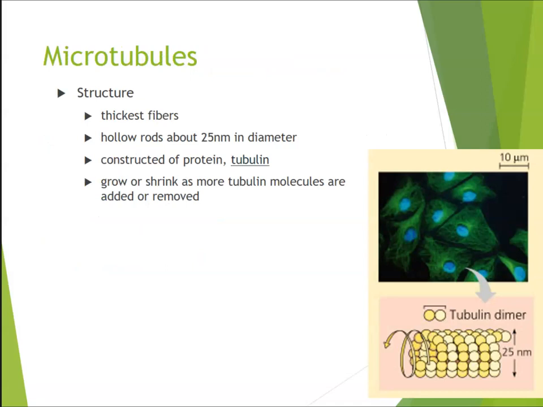So the microtubules are the first one that we're going to talk about. They are the thickest of the fibers. They are hollow rods constructed of a protein called tubulin, and they can grow or shrink as more tubulin molecules are added or removed. And you can see their structure here. You can see the chain of amino acids, and then it's all coiled up into this little tube.